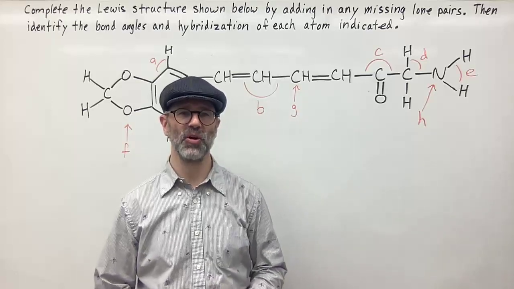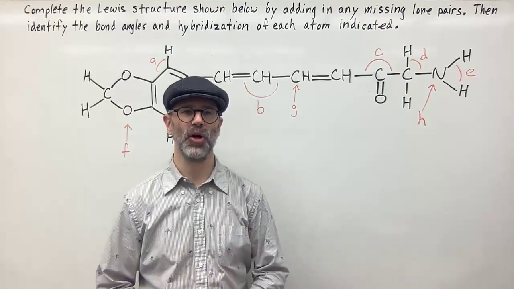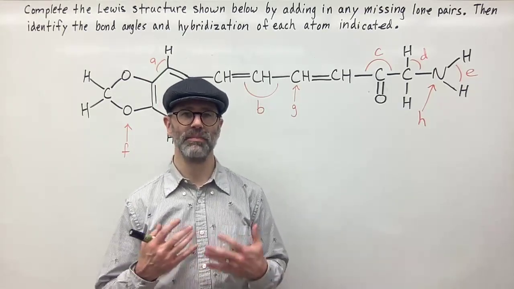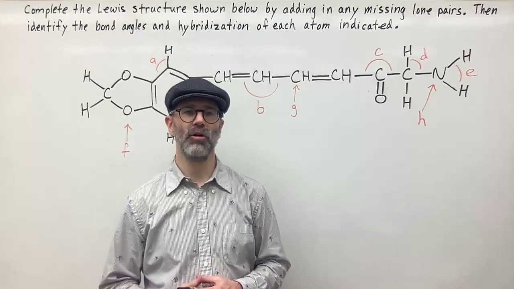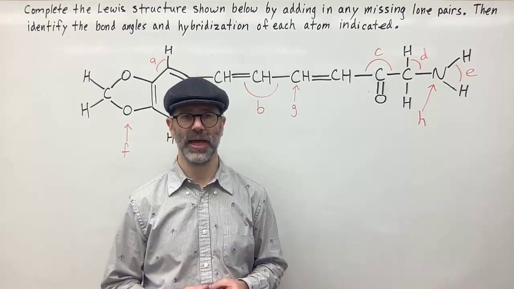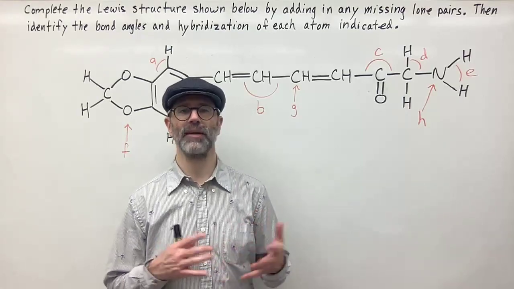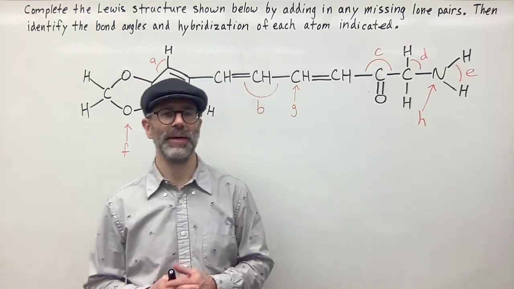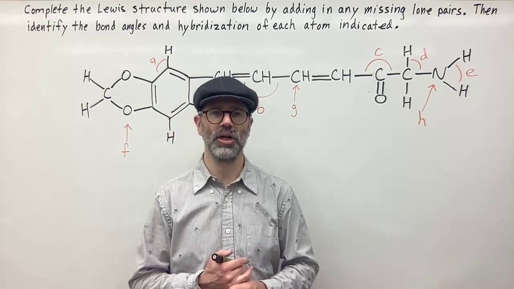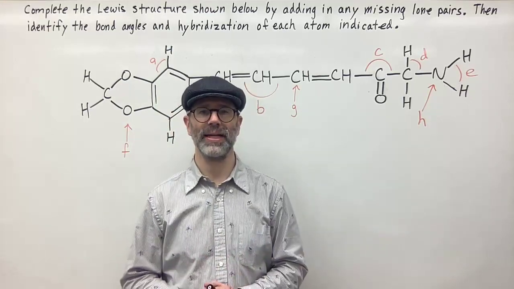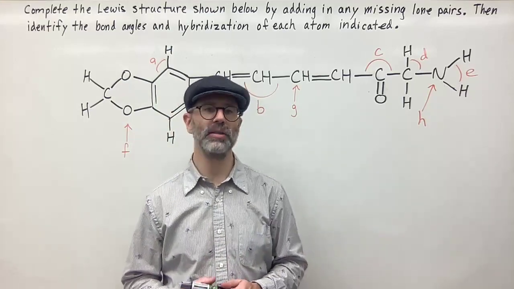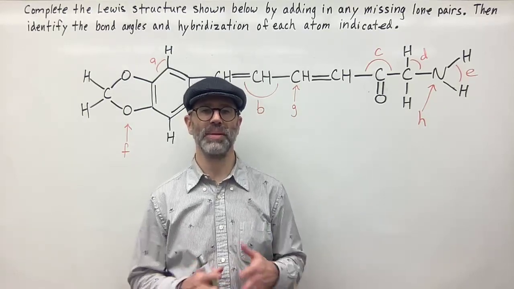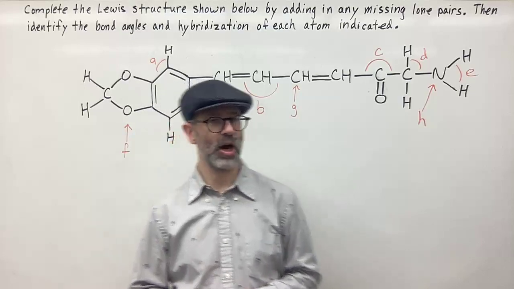My name is Mr. Koval, and in this video I'm going to be going over how to complete a Lewis dot structure by adding missing lone pairs and also how to identify bond angles and the hybridization at different atoms. So let's get started. In this problem it asks us to complete the Lewis structure shown below by adding in any missing lone pairs, then identify the bond angles and hybridization of each atom indicated. So let's look at our molecule.